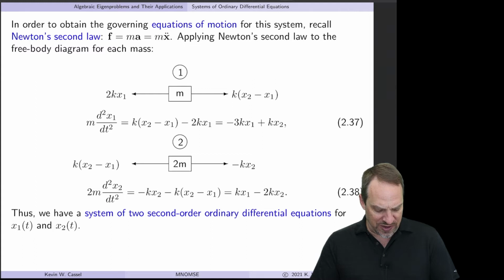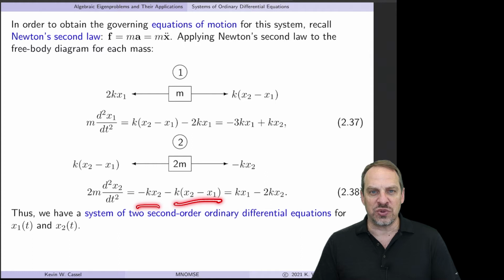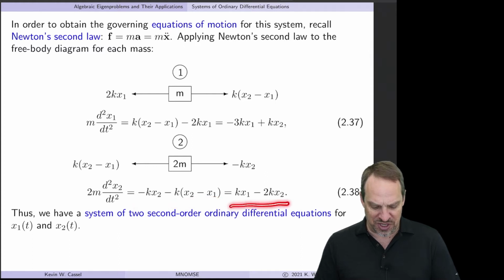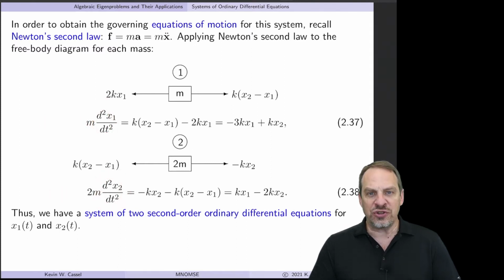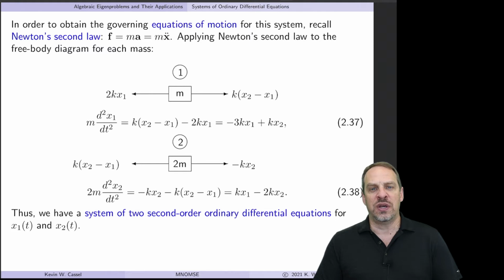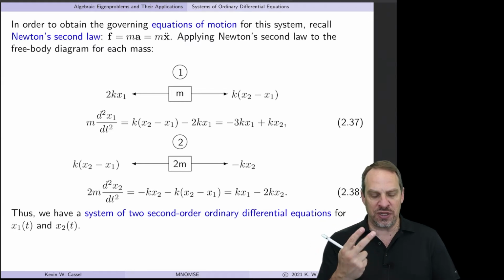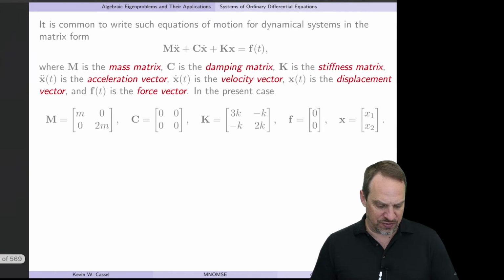So here we have the mass, 2m times x2 double dot, is equal to the sum of the forces, which again we simplify to k x1 minus 2k x2. So what we have in these two equations are two second order ODEs, because it's d squared dt squared, that govern this spring mass system. 2 degrees of freedom, two second order ODEs, two dependent variables, x1 of t and x2 of t.